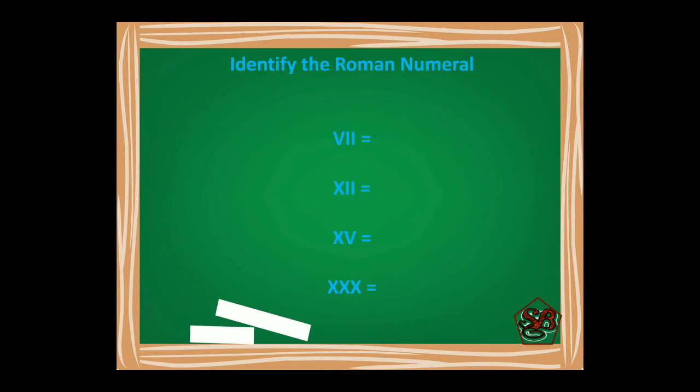Let's identify these Roman numerals. To identify, we will apply the rules. The first one is VII. V stands for 5, I stands for 1 and 1. And they are on the right hand side. Bigger is on the left and the smaller is on the right hand side. So we are going to add all. 5 plus 1 plus 1, that is equal to 7.